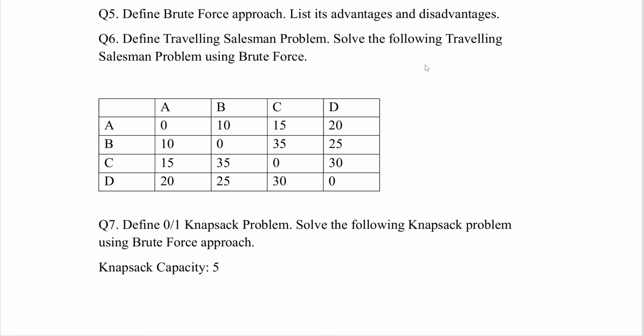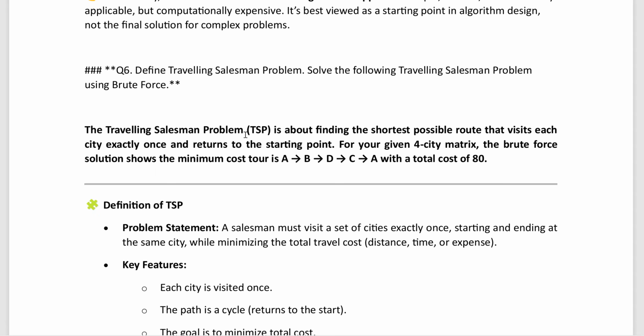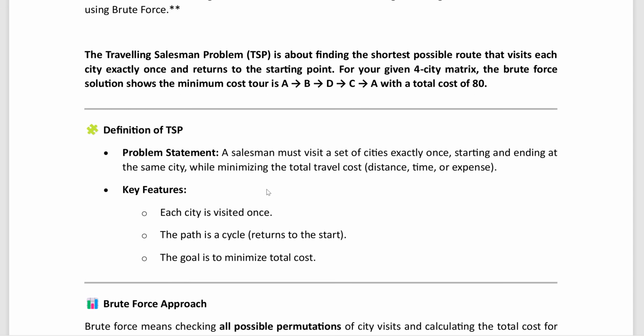Next question is question number 6. Define traveling salesman problem and solve the following salesman problem using the brute force approach. The traveling salesman problem, TSP, is about finding the shortest possible route that visits each city exactly once and returns to the starting point. For your given four city matrix, the brute force solution shows the minimum cost route is A to B to D to C to A. So this is the shortest possible route that visits each city exactly once and returns to the starting point with a total cost of 80.